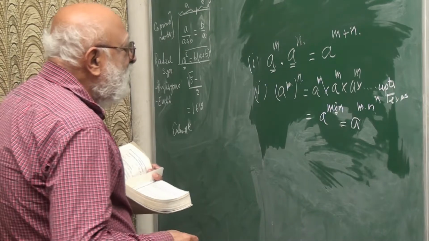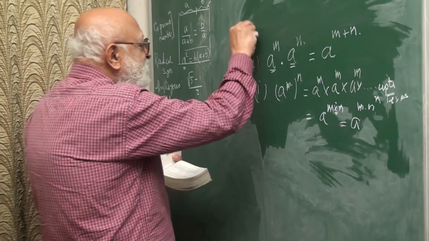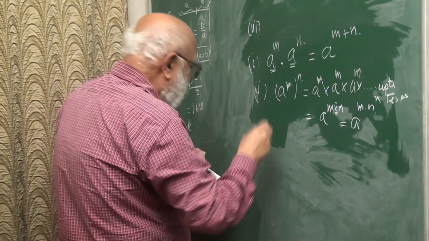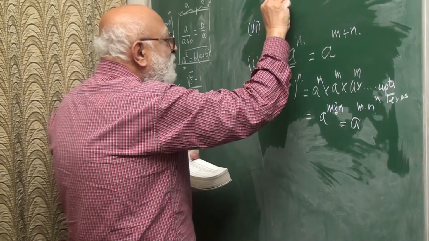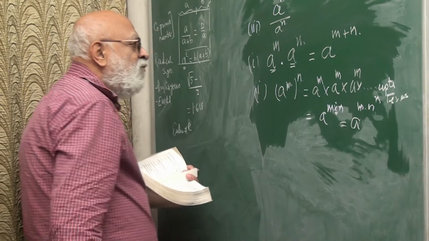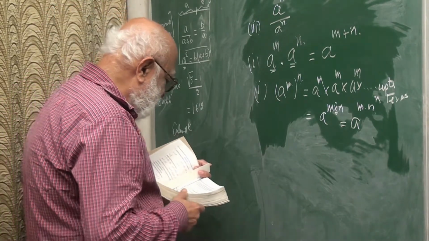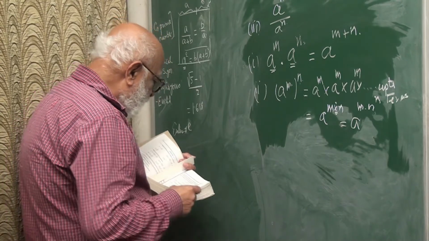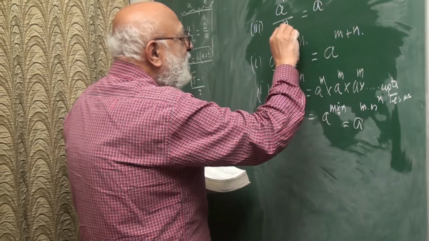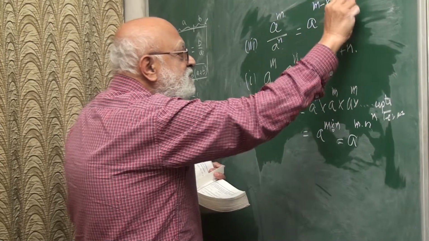Now there is rule number 3. It would be a to the power m divided by a to the power n. We will do it as a to the power m minus n. Why is it like this?